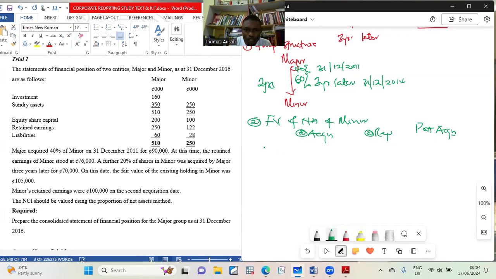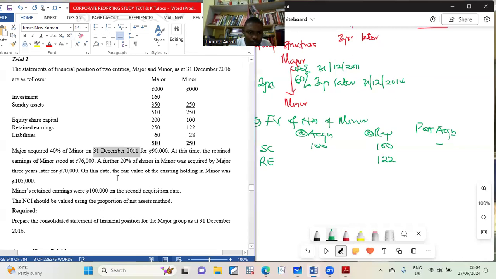So here we have our stated capital, which is the share capital of minor, which is 100,000. Then we have retained earnings. So which one do you write first? Don't forget reporting. So reporting is 122. What is the fair value of net assets at acquisition? We are told that, look at this. We are given the story here. Now, the story here told us that 40% was acquired. At the time, the retained earnings was 76. That is way, way back.